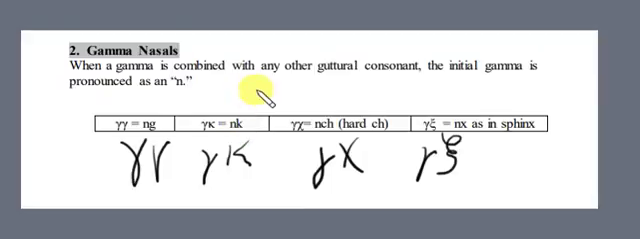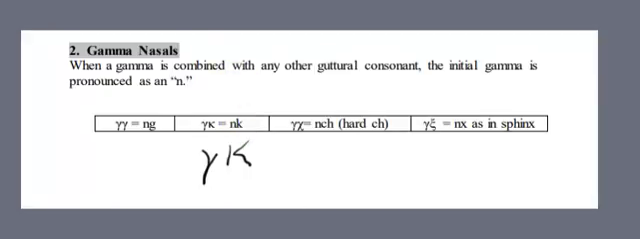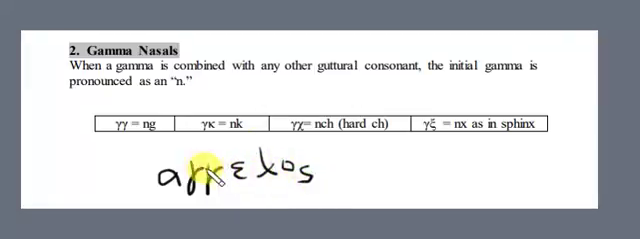The most common word we'll have with that is the word angelos. I'll spell that for you here. This will actually be in your vocabulary for this chapter, so you'll learn this pretty quickly. Angelos is the word we get for angel, but that's a gamma nasal. The first letter there is pronounced as an N. All right, let's move on to section 3.